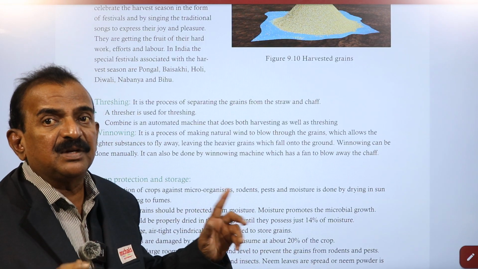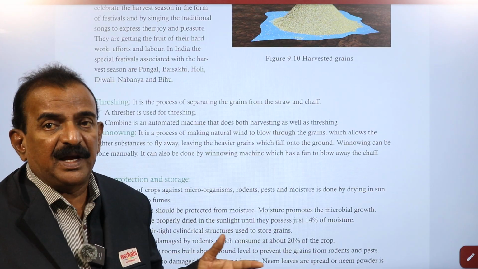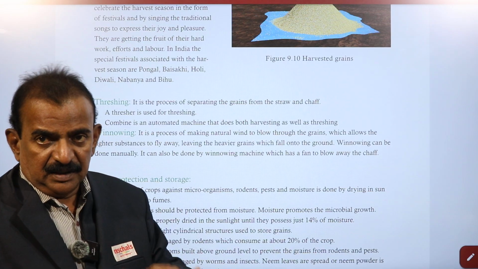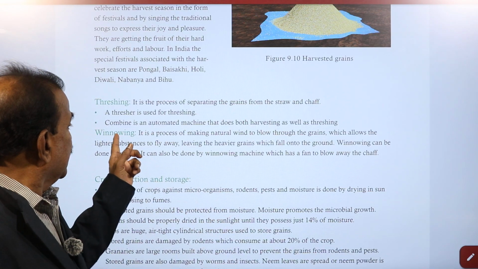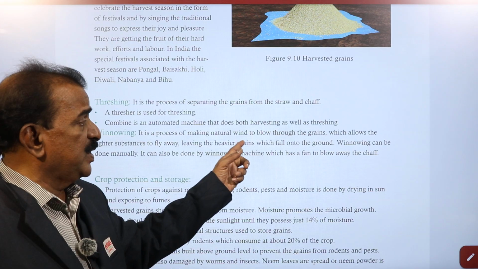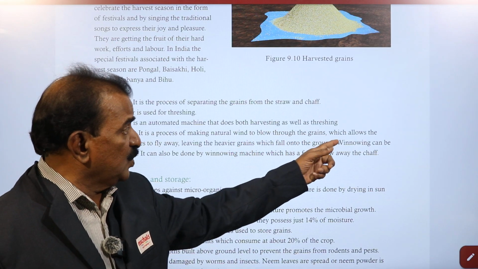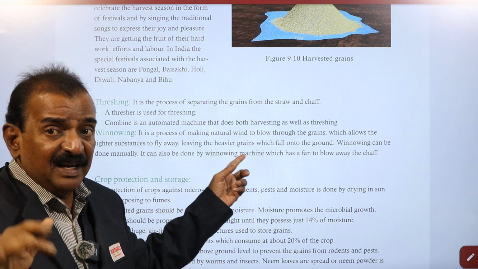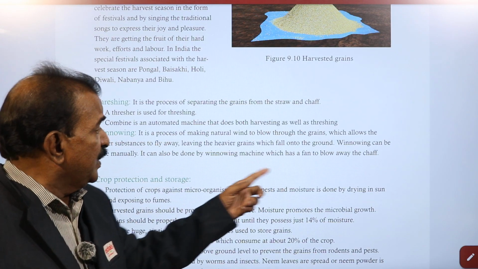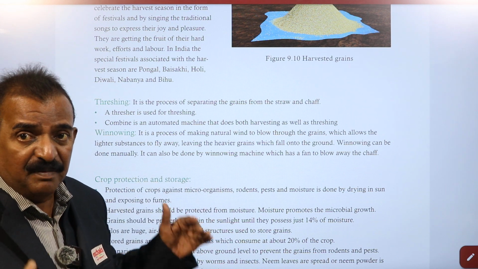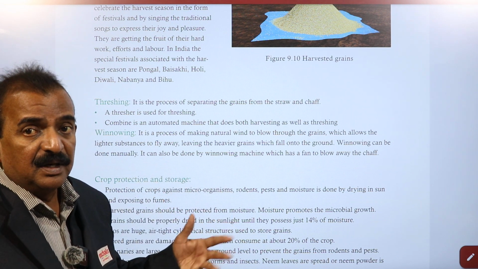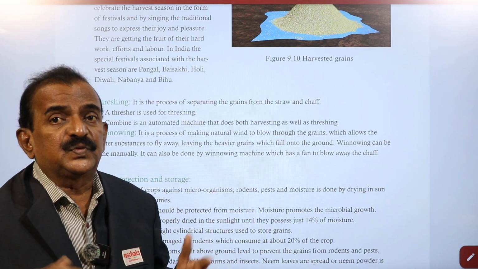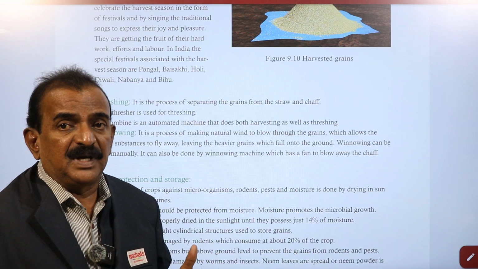And nowadays farmers are using a mechanized fan, and thereby it is also useful to separate the waste from the grains. So here you see it is a process of making natural wind blow through the grains, which allows the lighter substances to fly, leaving the heavier grain, which falls on the ground. Winnowing can be done manually, and also by using a machine, and that machine has a big fan, which is also useful to separate the waste material from the food grain.